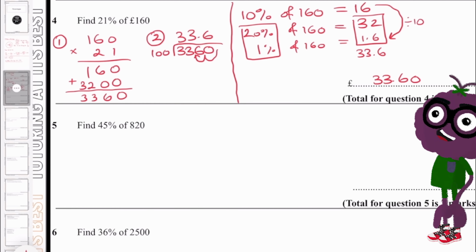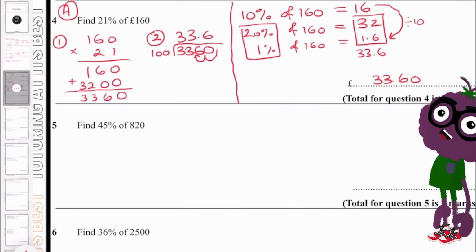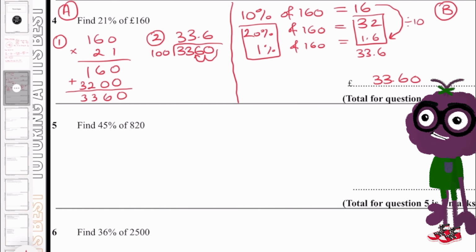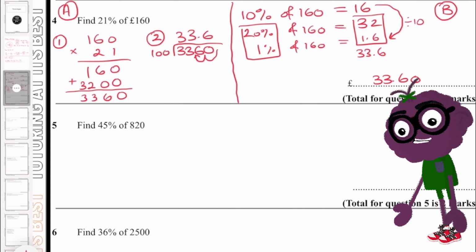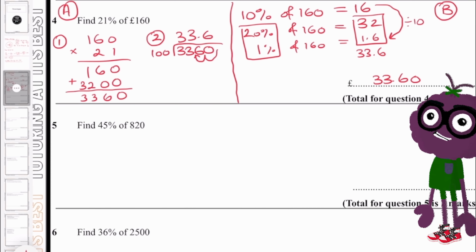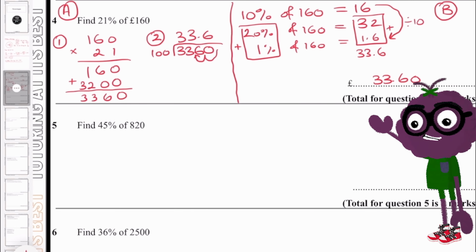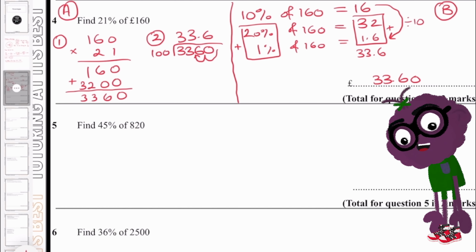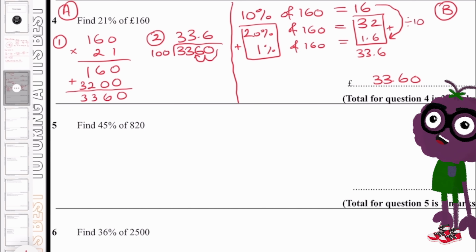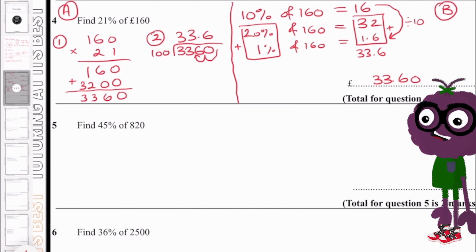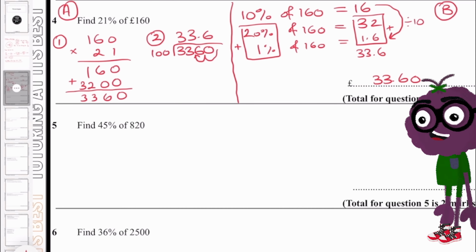So as I mentioned, method A is where you times both of the numbers and then divide them by 100, or method B here, where you find out 21% individually by breaking it down and then adding both of your answers, just as we've done here. Okay, so remember, pause the video at any time and attempt maybe question 5 and 6 and then press play, and then I'll be then going through the solutions.